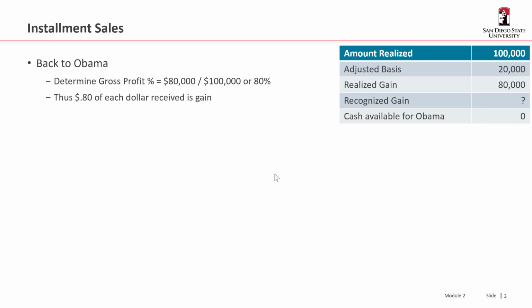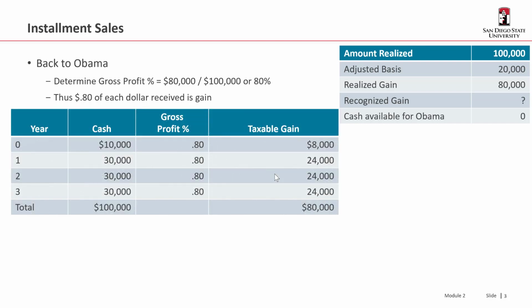So now when we go back and look at the amount of gain recognized, under the installment sale, it depends on how much cash he's going to get. So in year 0, at the time of sale, he was going to get 10,000 down. So he'd recognize taxable gain of 8,000. And in the following year, when he receives that first $30,000 payment, 80% of that is 24,000. And then each subsequent payment of 30,000 is subject to the same recognition of gain.